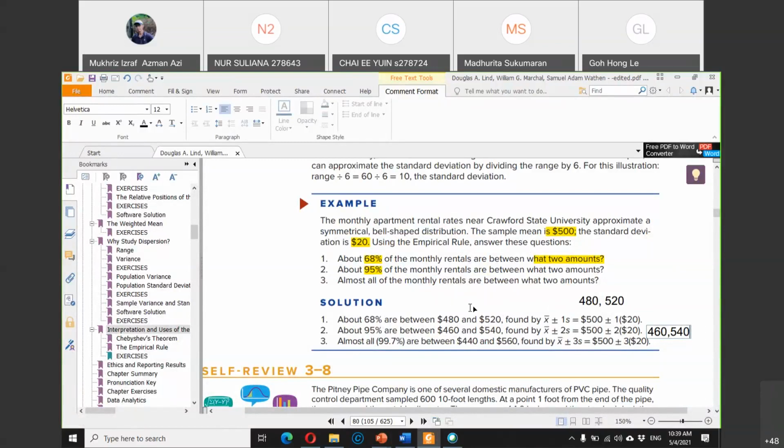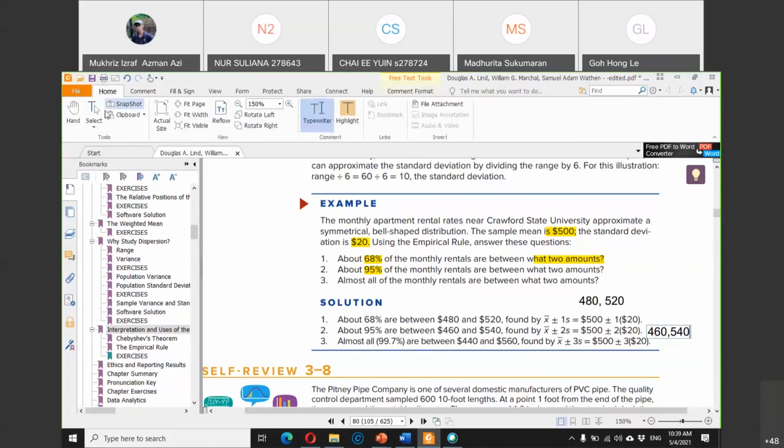The empirical rule: for empirical rule 1, 2, and 3, 1 is 68%, 2 is 95%, 3 is 99%, or almost all. For the empirical rule, you can know the lower and the upper limit, the lower boundary and also the upper boundary, based on the simple formula x bar plus minus 1, 2, or 3 standard deviations. This is the way for you to determine the range that lies within 68, 95, or 99%, that is within plus minus 1, 2, or 3 standard deviations. So that's it on the empirical rule.